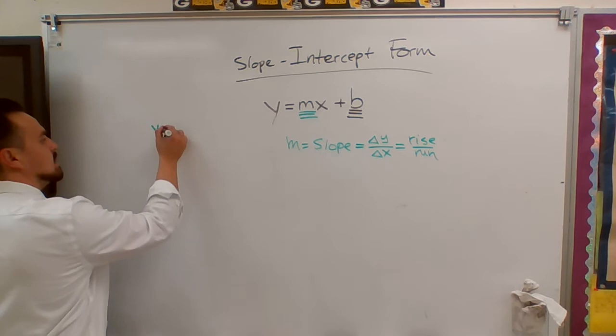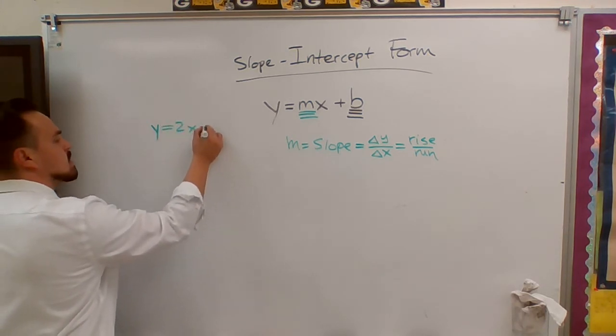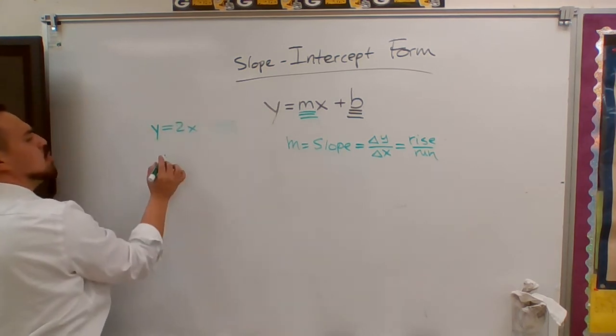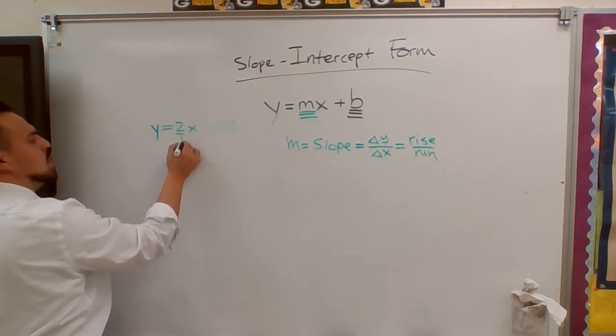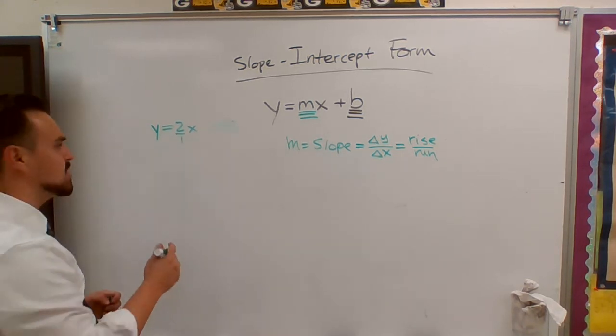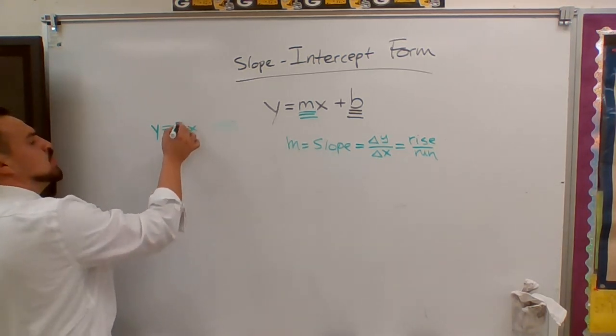If you've got y equals 2x plus 0, it's just 2x. The slope here is 2 over 1. Every number is over 1. You divide by 1, it doesn't change the number. So y is equal to 2 over 1.